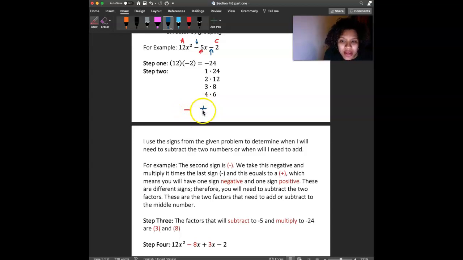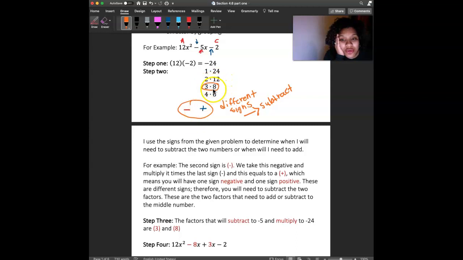You see how you have negative and positive? These are different signs. And when you have different signs, using the rules of signs, you're going to subtract. So, out of these factors, which ones will subtract to 5? And that will be 3 and 8.